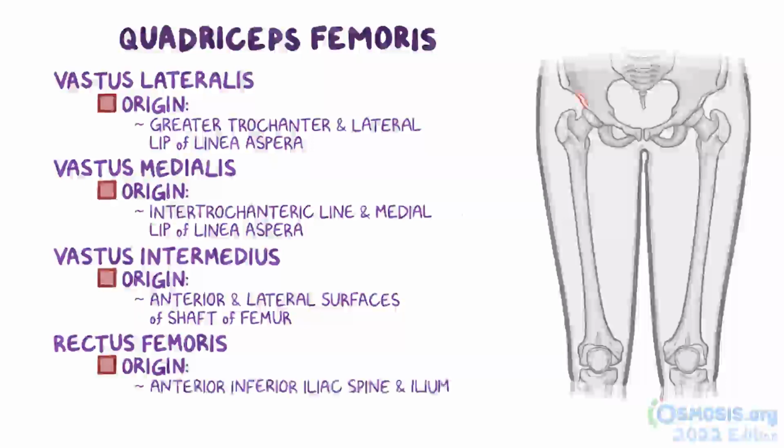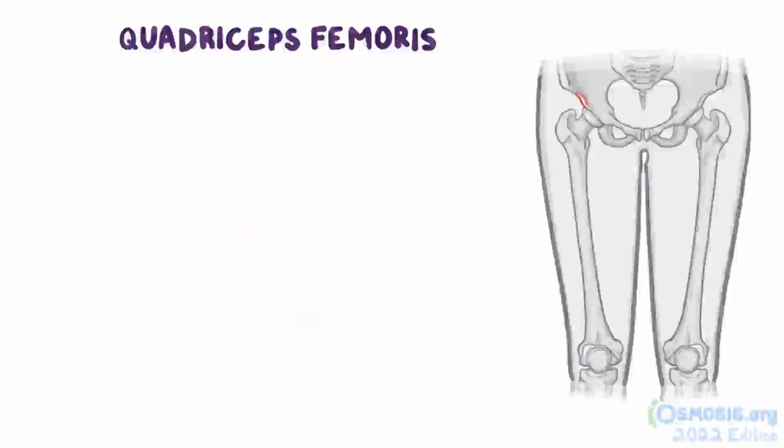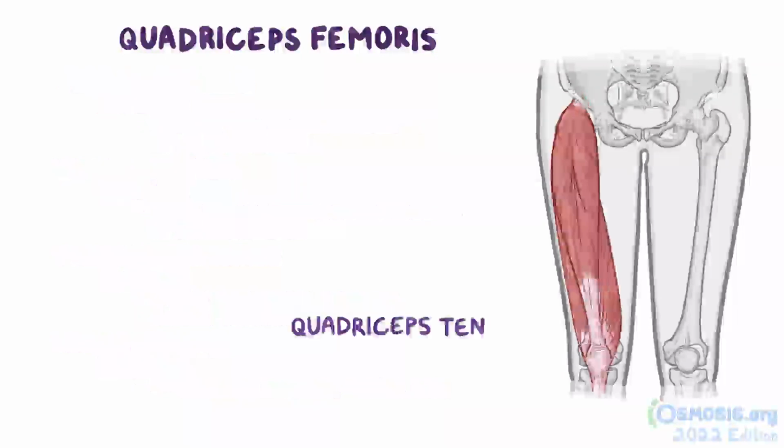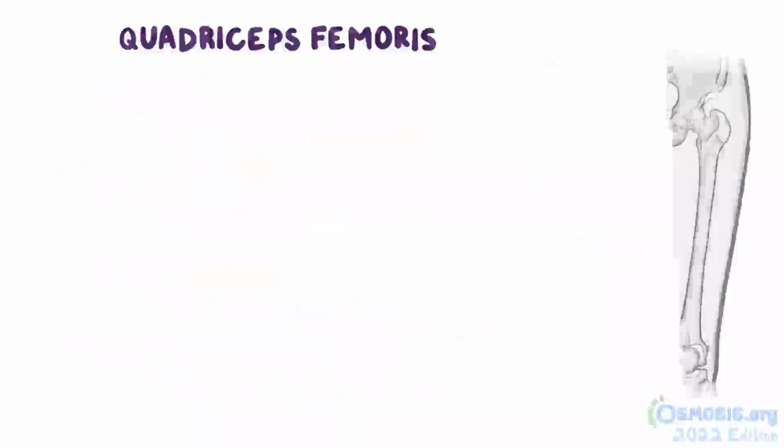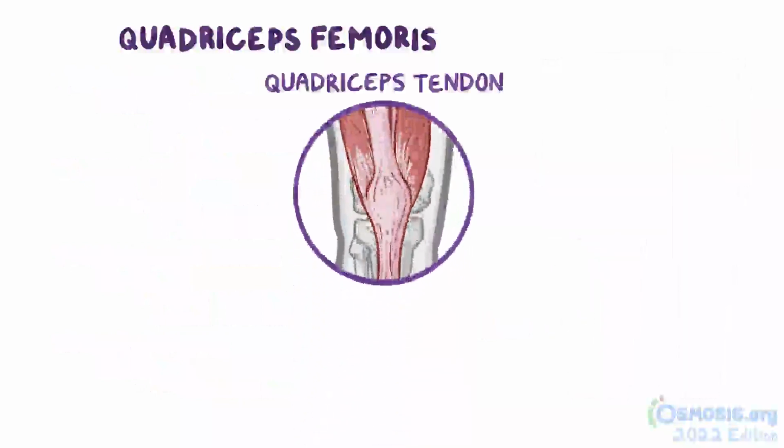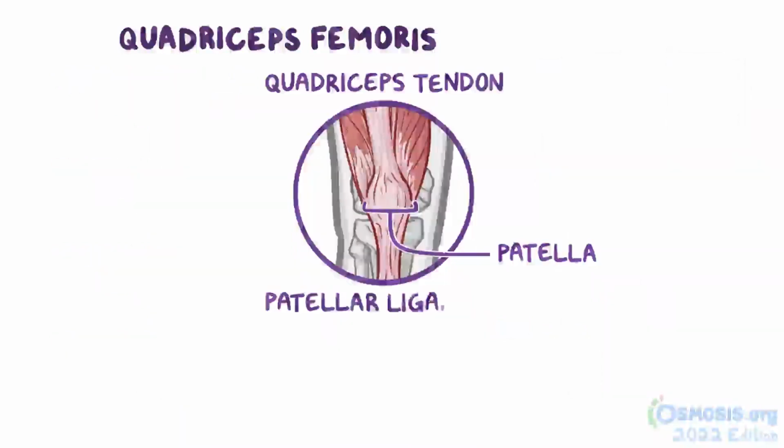Because there's power in unity, all tendons of the four parts of the quadriceps unite in the distal portion of the thigh to form the quadriceps tendon. Moving distally, the quadriceps tendon envelops the patella and continues as a patellar ligament, which crosses the knee joint and attaches to the tibial tuberosity.